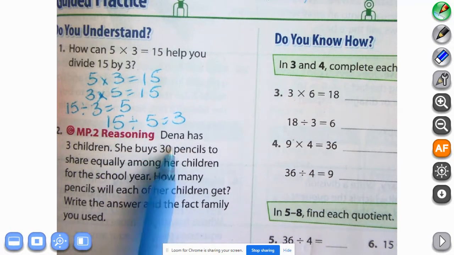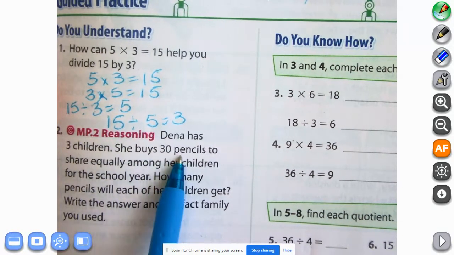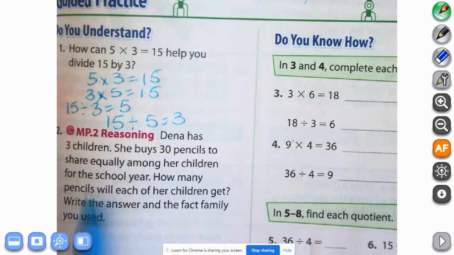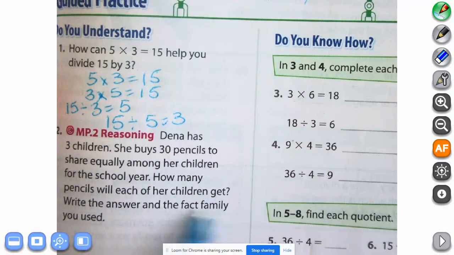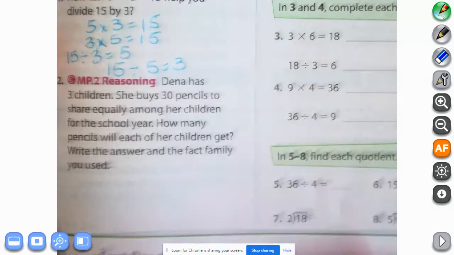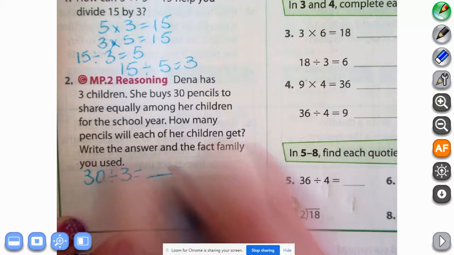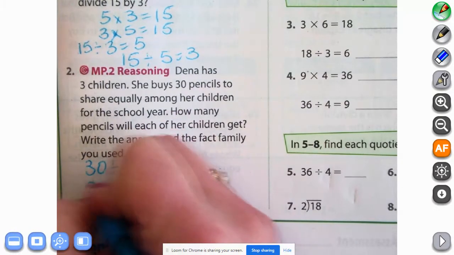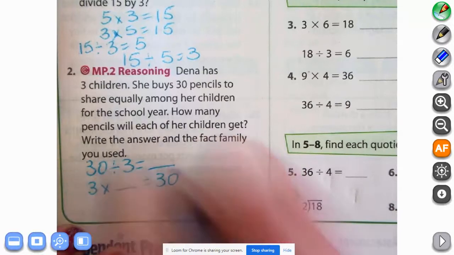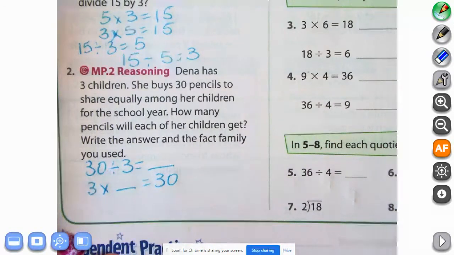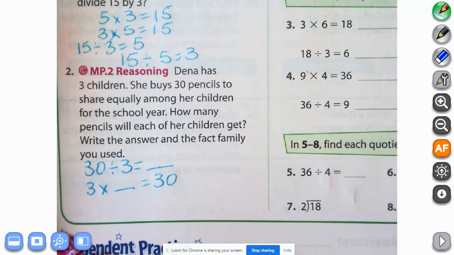Number 2 says, Dina has 3 children. She buys 30 pencils to share equally among her children for the school year. How many pencils will each of her children get? Write the answer and the fact family you used. All right, so we know that it's 30 total pencils divided among 3 kids. So 3 times what will give you 30? Think about that. We could skip count by 3. Some of you might already see the answer in there.